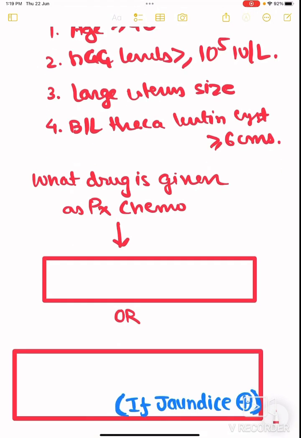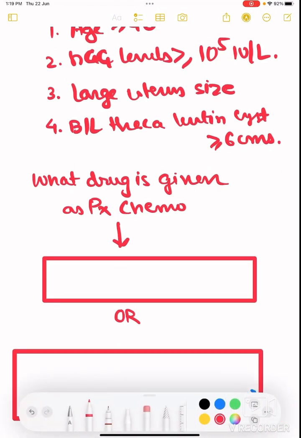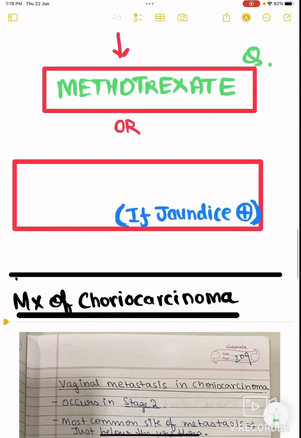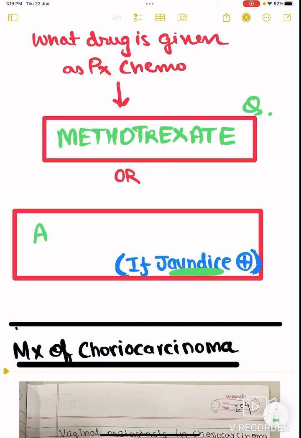So what is the drug given as prophylactic chemotherapy? The drug that is given over here is methotrexate. Very important. You have to remember it, and a lot of times this question is asked. This is a very important question. Or if jaundice is present, then actinomycin D.